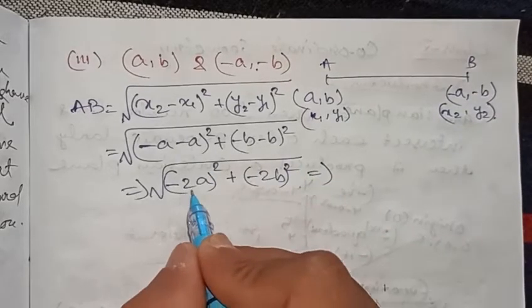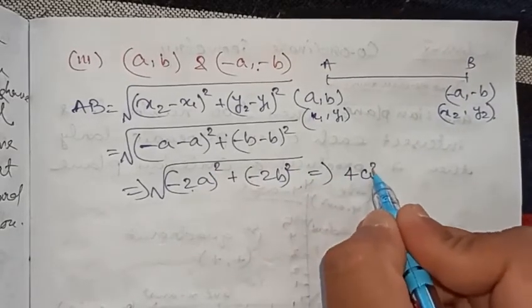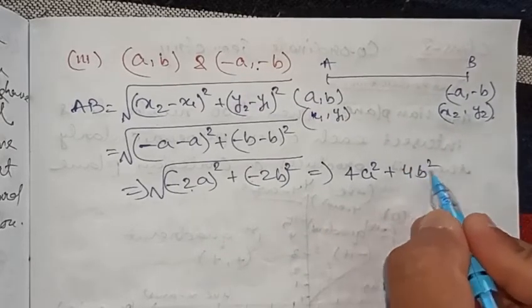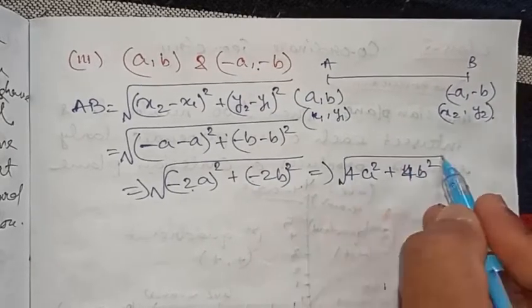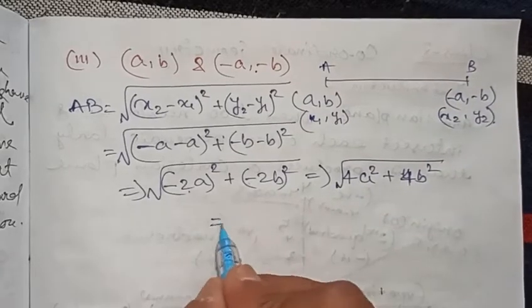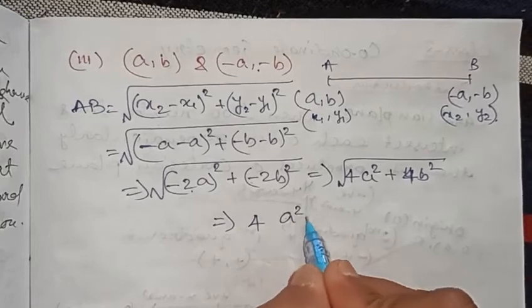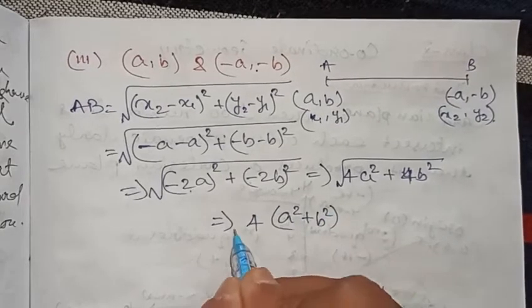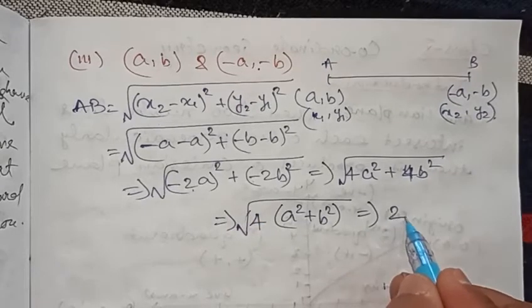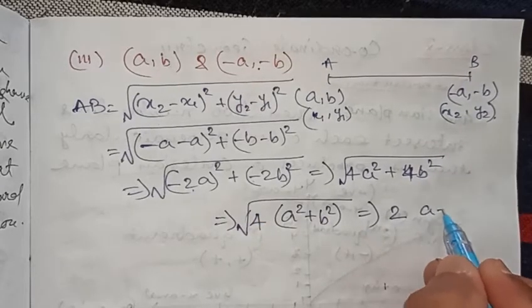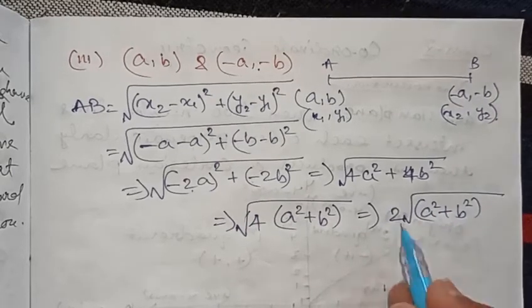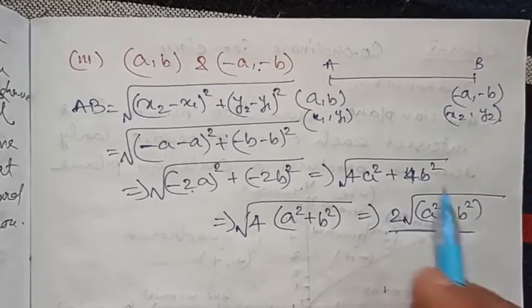Minus minus is plus, 2 2s are 4, a square. Minus minus is plus, 2 2s are 4, b square. So we got 4a square plus b square. We will take 4 out common, so we will get 4 times a square plus b square, under the square root. What is the square root of 4? Square root of 4 is 2, and a square plus b square will be written inside the square root. So this much will be the answer of the third bit.